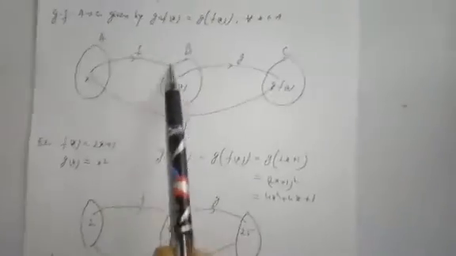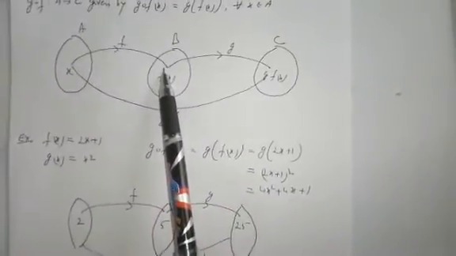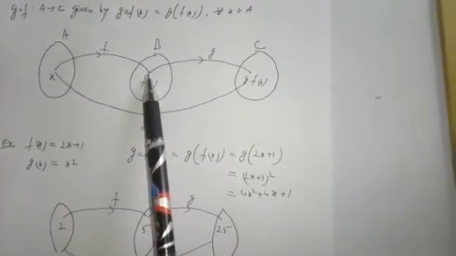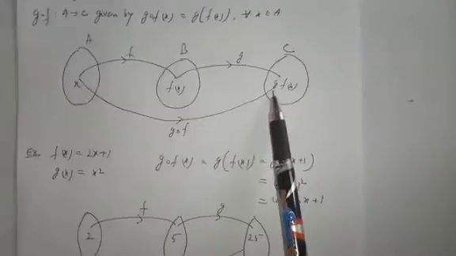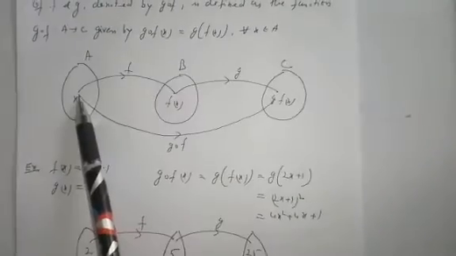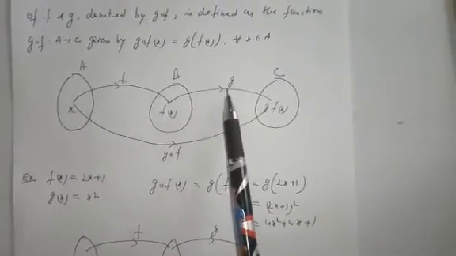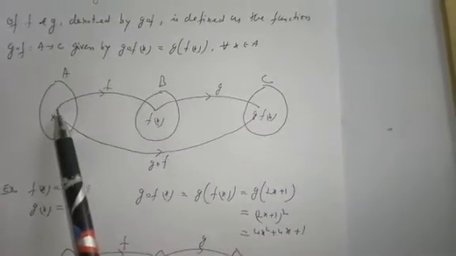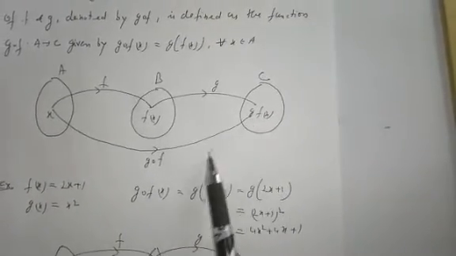Function f is applied, x becomes f(x), and now the range of f is the domain for g. So f(x) is now g(f(x)). We are going according to function f from A to B, and after that according to function g from B to C. If you want to go directly from A to C, you must have the gof function.